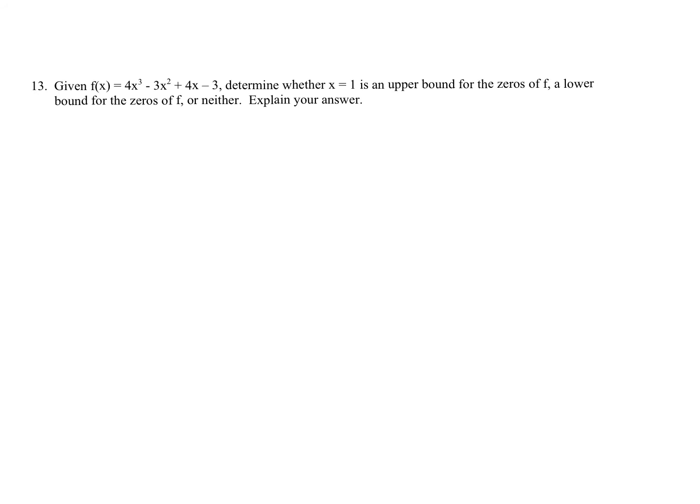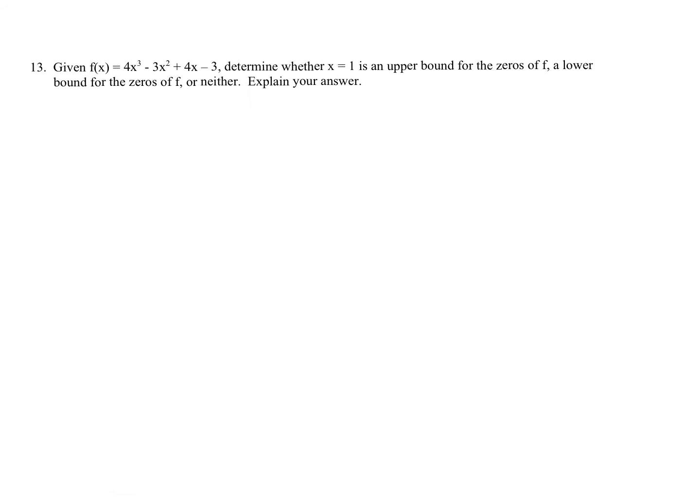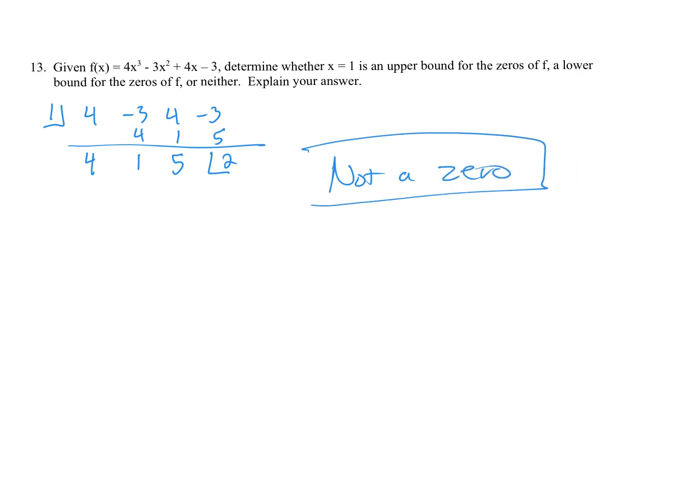Let's go on to number 13. Determine if it is an upper bound or a lower bound for the zero. So first, I'm just going to put it in to see if it is a zero at all. So 1, I got 4, -3, 4, -3. Here, this is 4. 4 times 1 is 4. 1, 1, 5, 5. And this is 2. So this is not a 0. So that will be my answer.